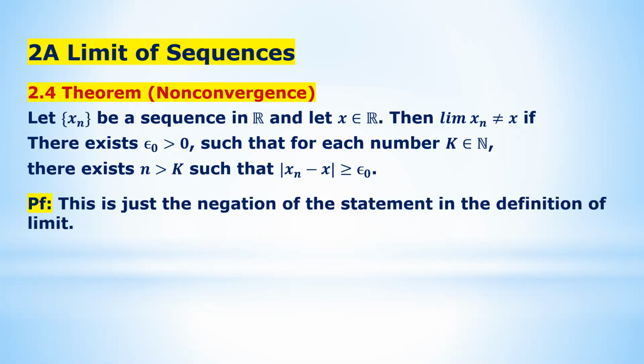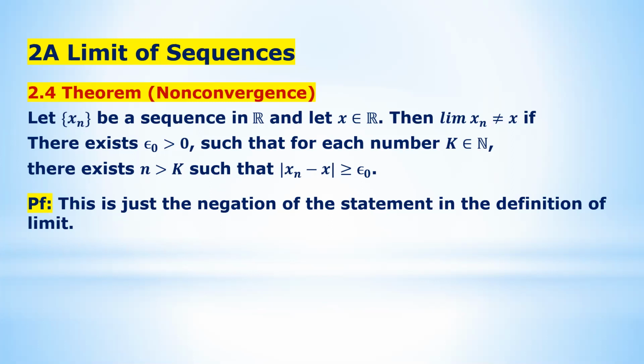And I don't have to go through this proof because this is a negation of the statement in the definition of limit. So you can review the negation of quantifiers by yourself and negate it. Once you negate it at the logic level, you can re-express it using a sentence, and this is the sentence you're going to get. So that's number 2.5. We're going to use this later in some situations.